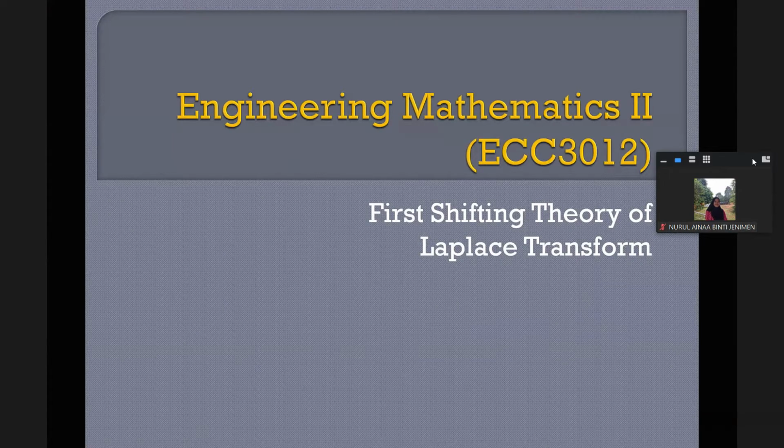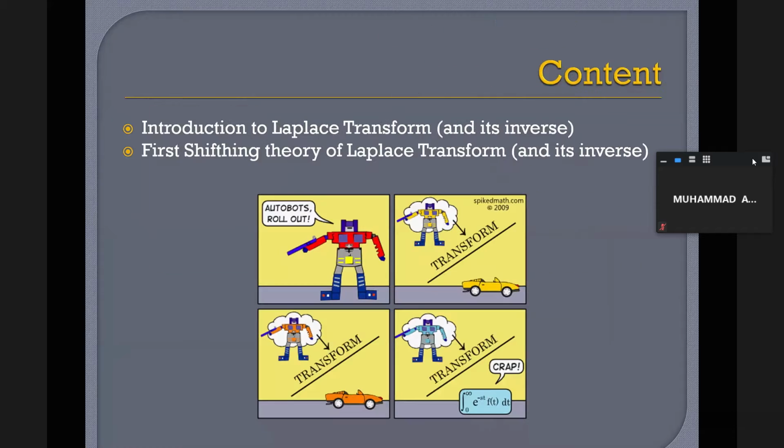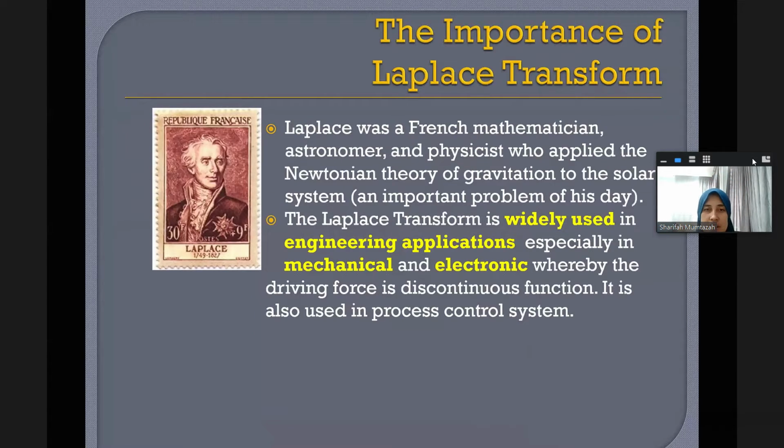The Laplace transform is basically: transform meaning what? You know, Atomic Prime, Bumblebee, transform. You transform from one form to another. Same thing with the Laplace transform: you transform from one domain to another domain, time domain to spatial domain. It was introduced way before by a French astronomer. His name is Laplace, so that is why we call it the Laplace transform.